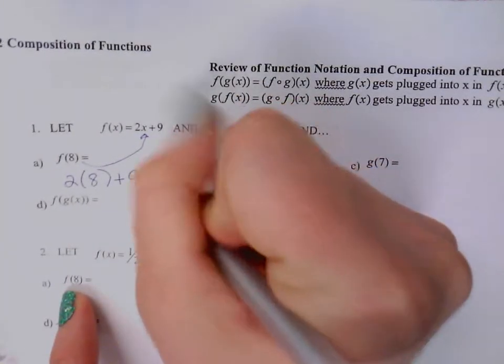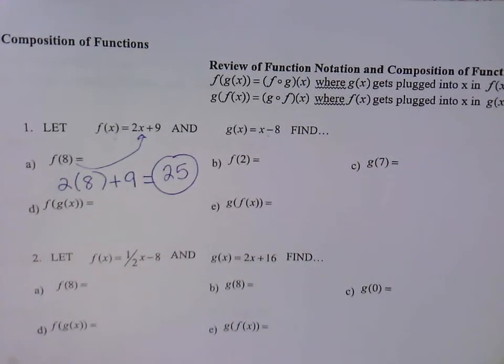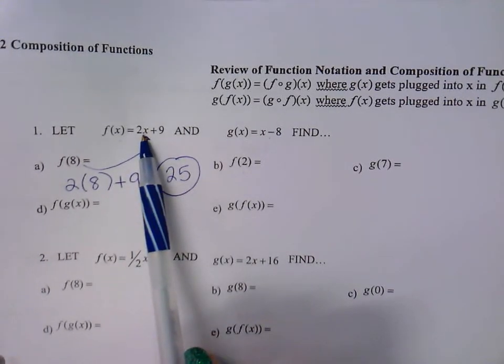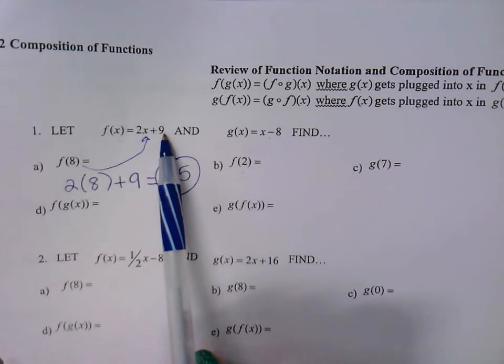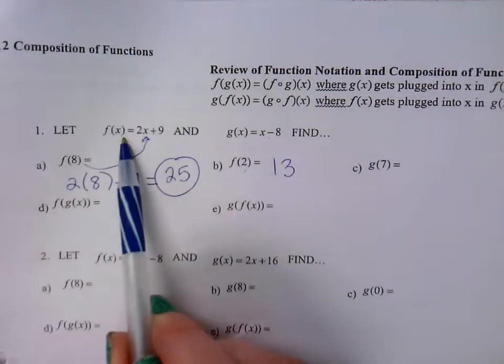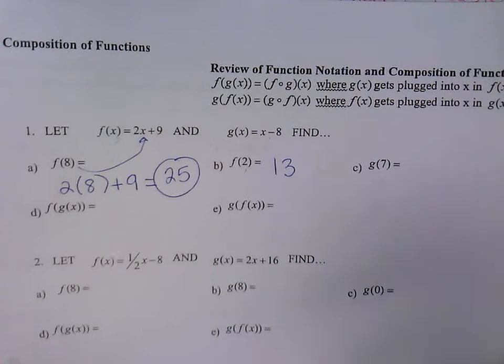So you ended with a number. You plugged in a number for x. You basically generated the output, the y value. So (8, 25) would lie on this line. So f of 2, you're going to plug in 2. So 2 times 2 is 4 plus 9 would just give you 13, right? You had an input, plugged it in, generated the output, the y value.